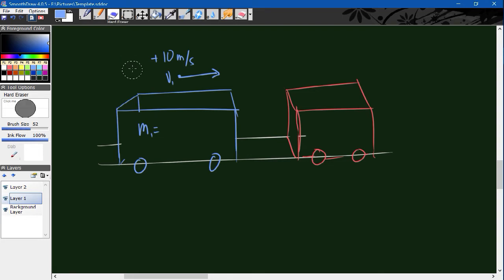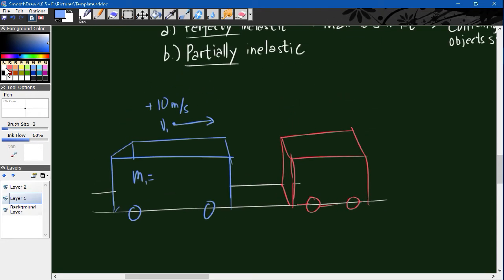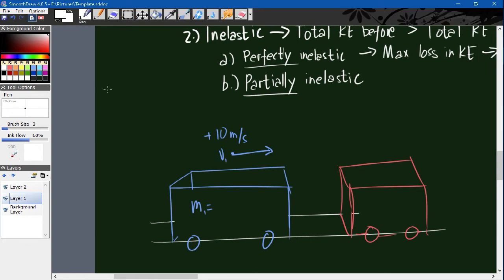Actually, no. Let's use another symbol. We could use this convention: V for final velocity, and U for initial velocity, because I cannot bring myself to write v i 1. But just to introduce some new symbols: U for initial, V for final velocity.